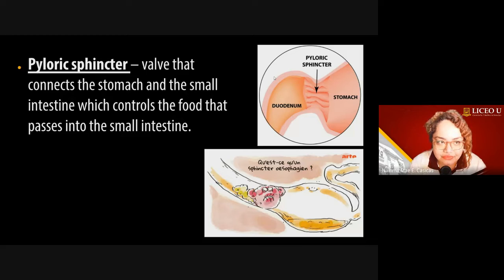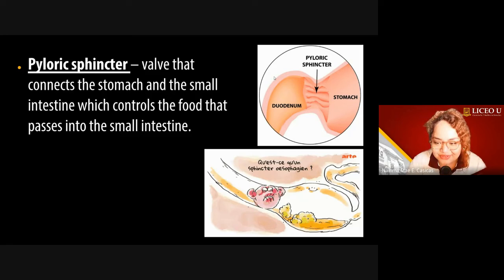Pyloric sphincter. Let's go to the sphincters. This is the sphincter that connects your stomach to your duodenum. But I already told you this.